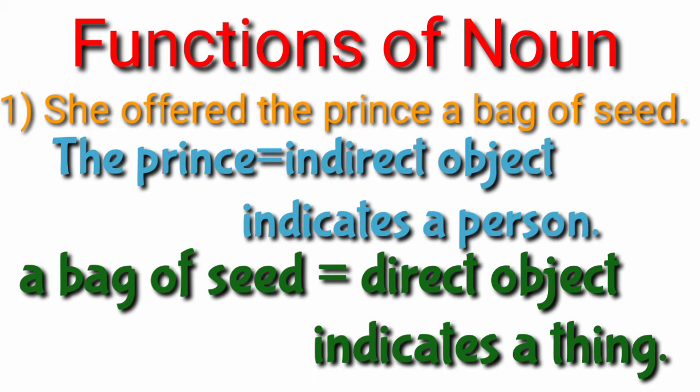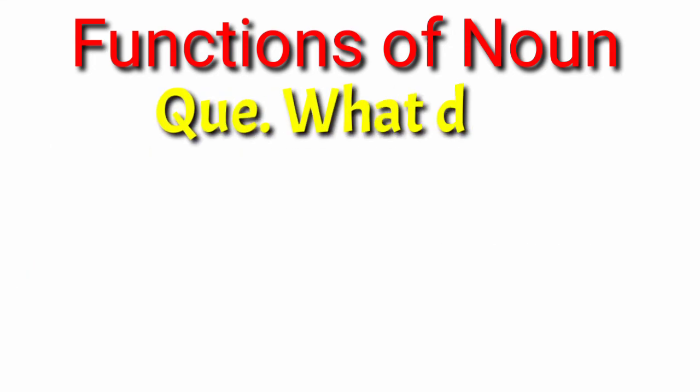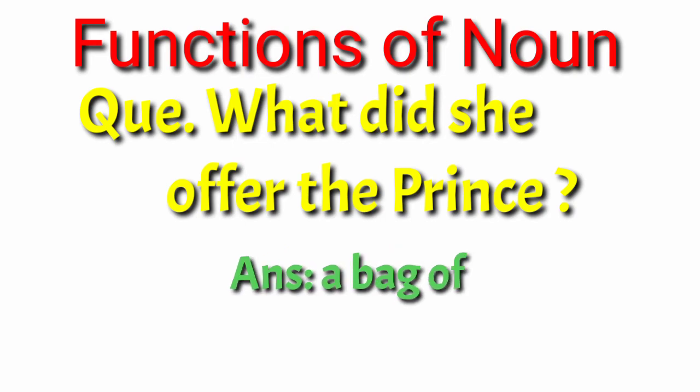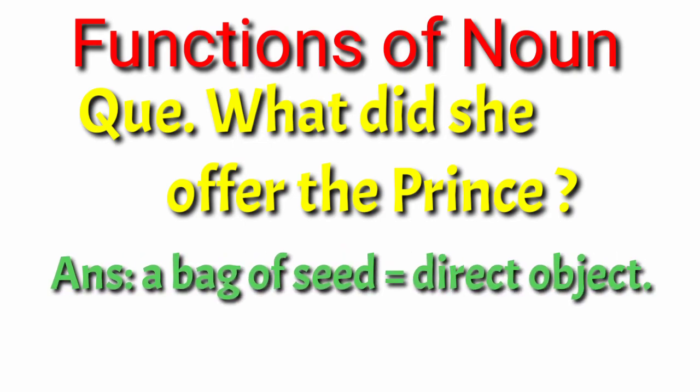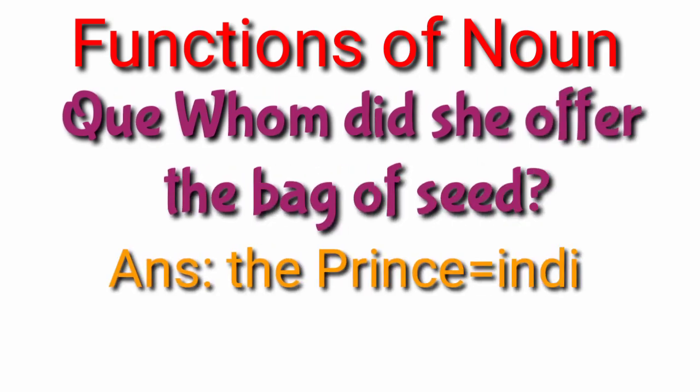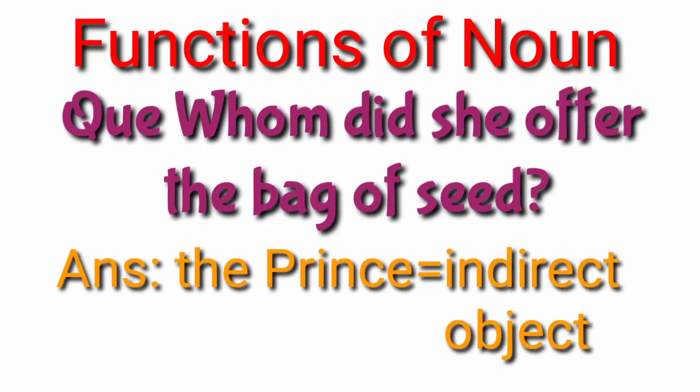Then how to identify, how to ask a question to the verb? Let us see. What did she offer the prince? A bag of seed. This is the direct object. Whom did she offer the bag of seed? The prince. Indirect object. In this way, we have seen the direct and indirect object, and the uses of noun. Let us see the remaining part in the next video.